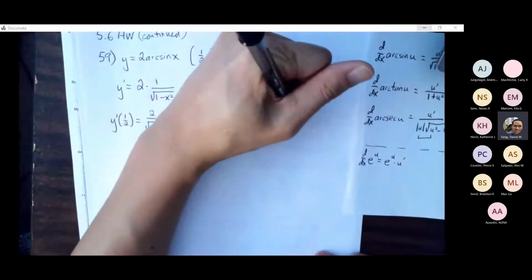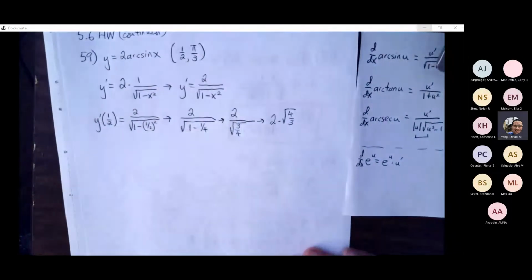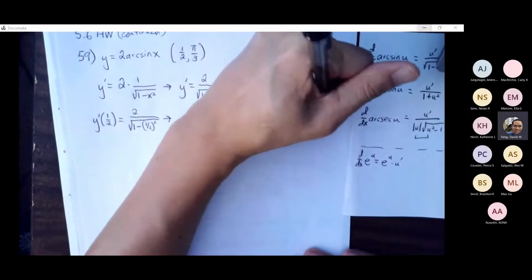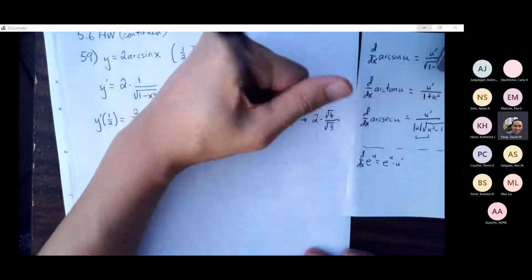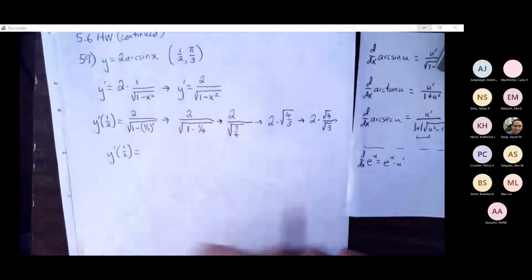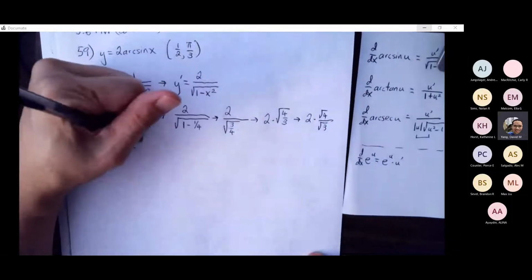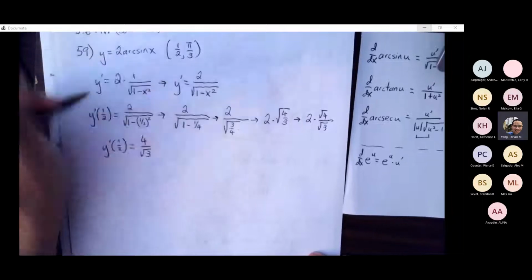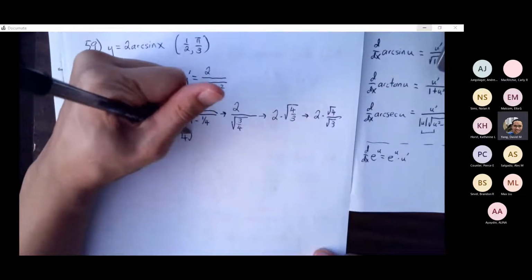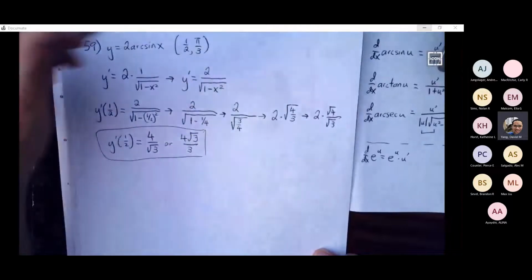So 2 times the square root of 4 over 3. I'm just taking the reciprocal there. So this is really 2 times the square root of 4 divided by the square root of 3. Okay, square root of 4 is 2. 2 times 2 is 4. 4 over root 3. There's my slope. I can leave it in that radical form, or you can rationalize it. Either way is fine. Either way, that's my slope.